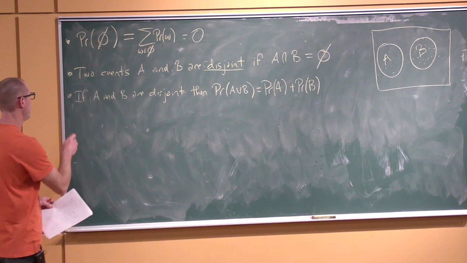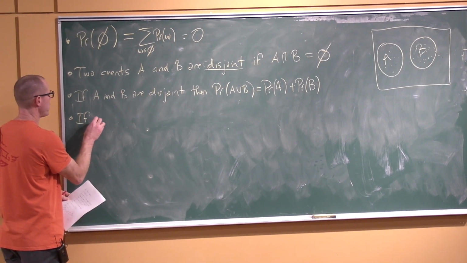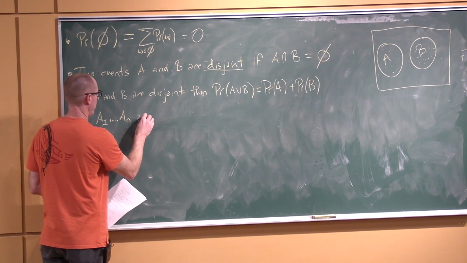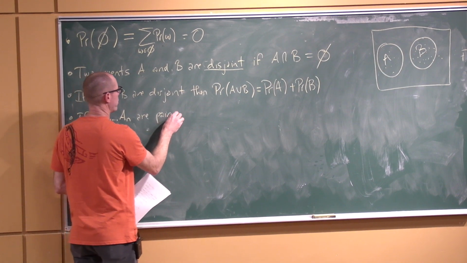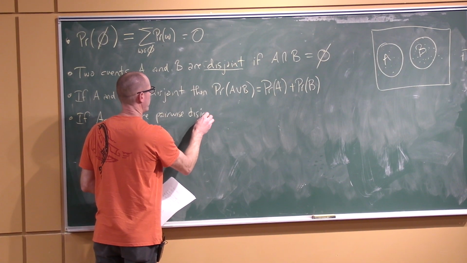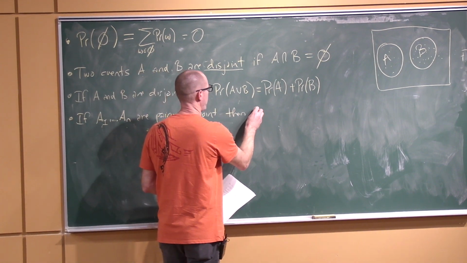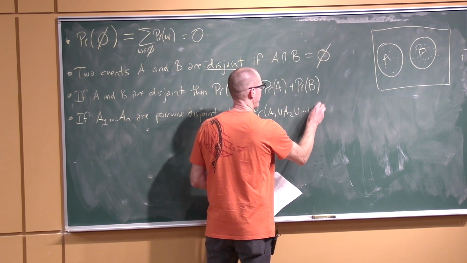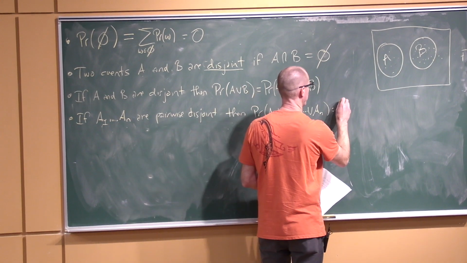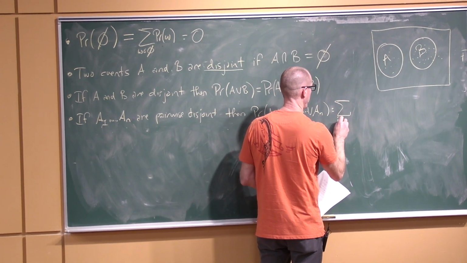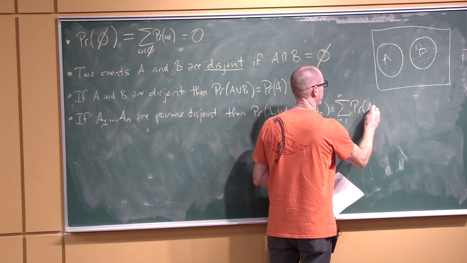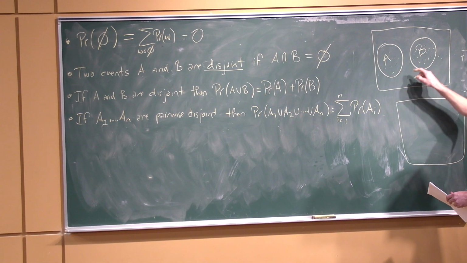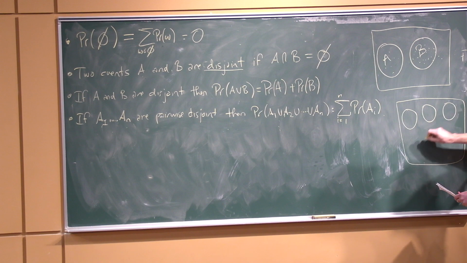And I think it's not a stretch then to say if A1 through AN are pairwise disjoint, then the probability of A1 union A2 union AN is equal to the sum from i equals 1 to n of the probability of Ai. That is just this picture up here, but with a whole bunch of sets.